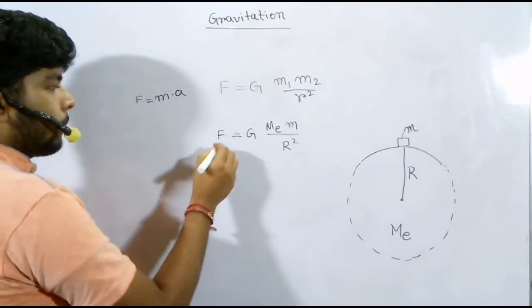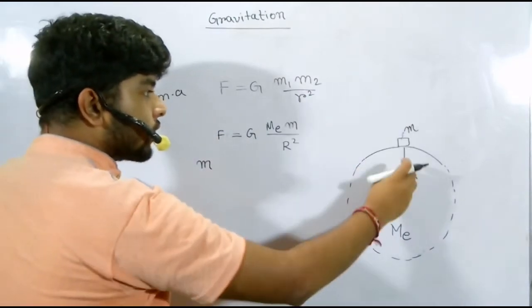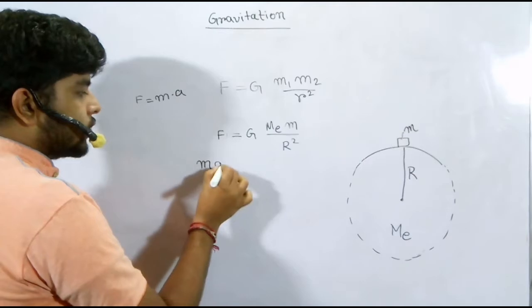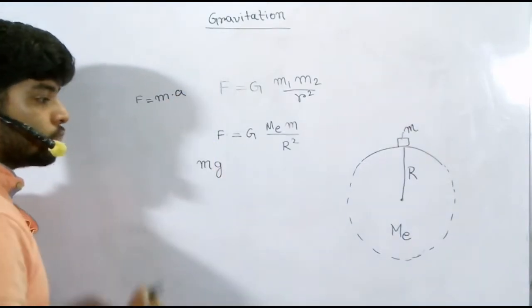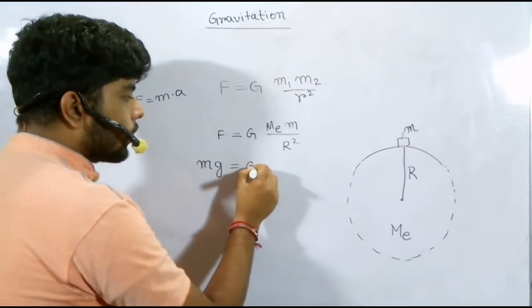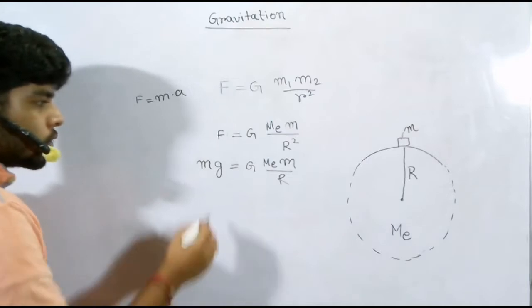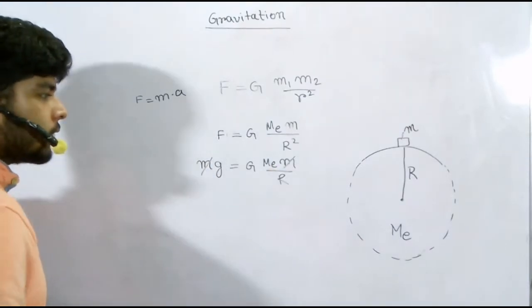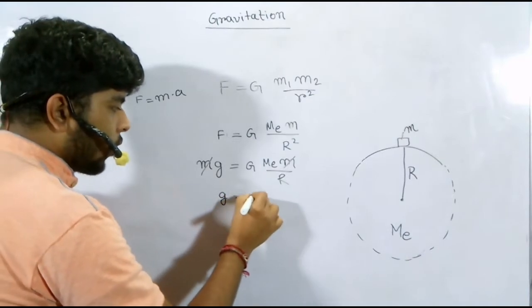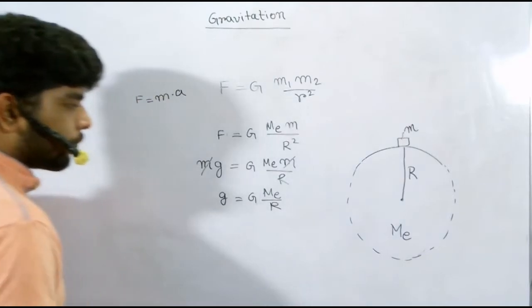So here the mass of the object is small m and the acceleration is due to gravity. So we write G in terms of g, because here the acceleration is due to gravity. So it comes like this. On both sides m is eliminated, right? So we get small g equals capital G M_e by capital R squared.